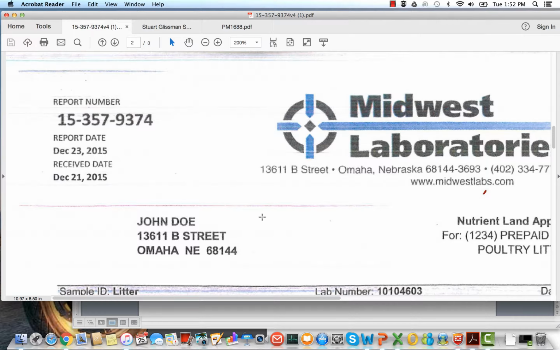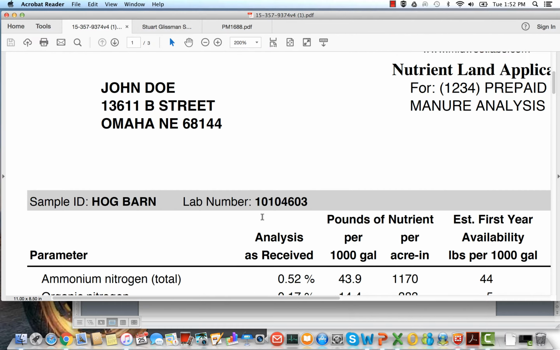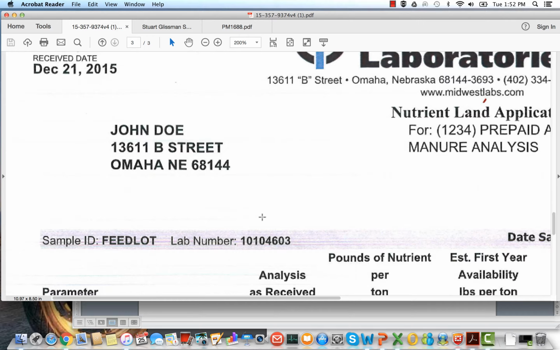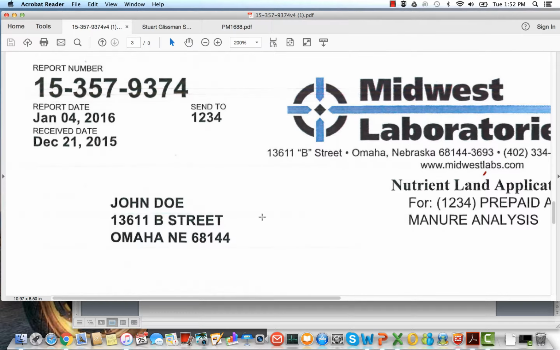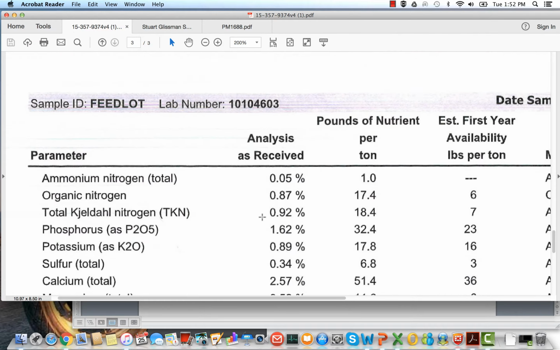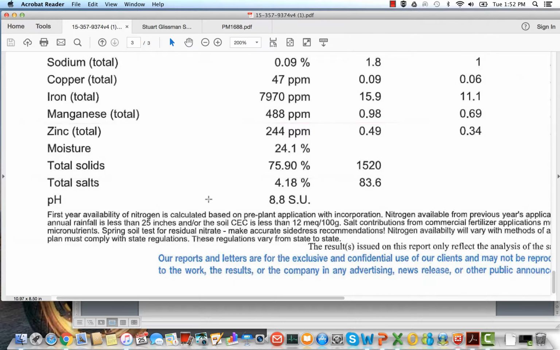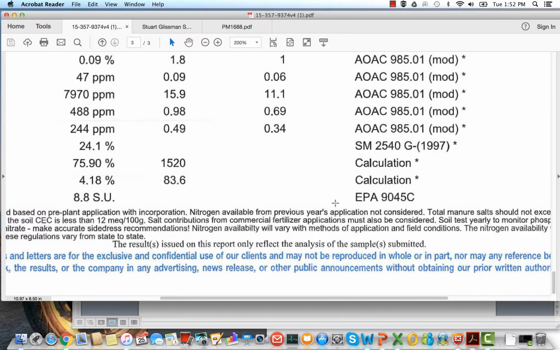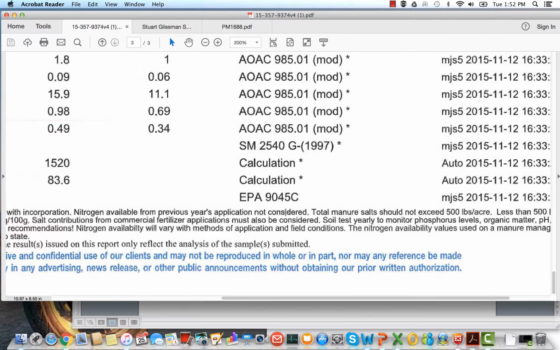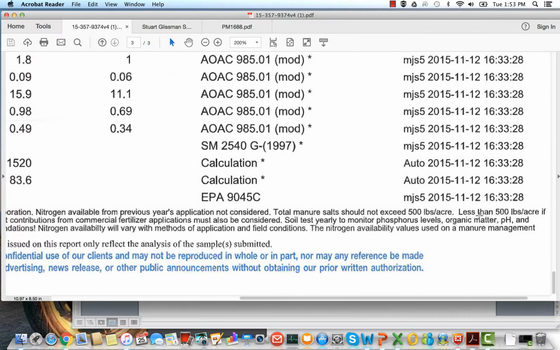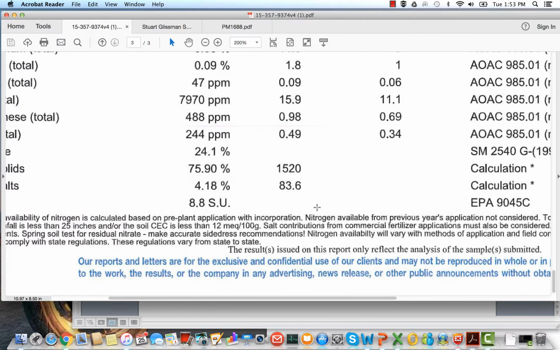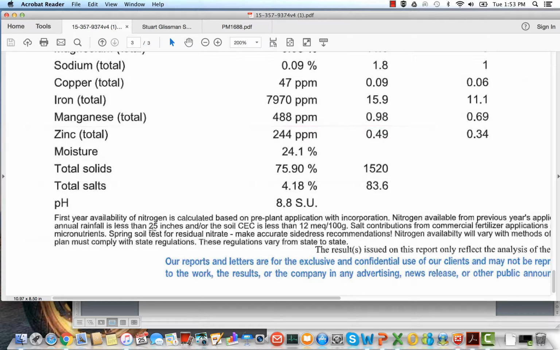Basically, we're saying that our first year available nitrogen is based on a calculation. Other nutrients are as well, but the big one here I wanted to pay attention to was total manure salts, which should not exceed 500 pounds per acre, less than 500 pounds per acre if annual rainfall is less than 25 inches and/or the soil cation exchange capacity is less than 12 milliequivalent per 100 grams.